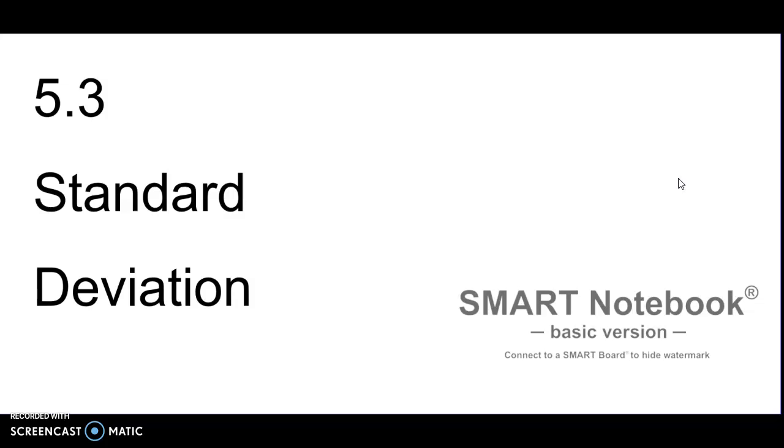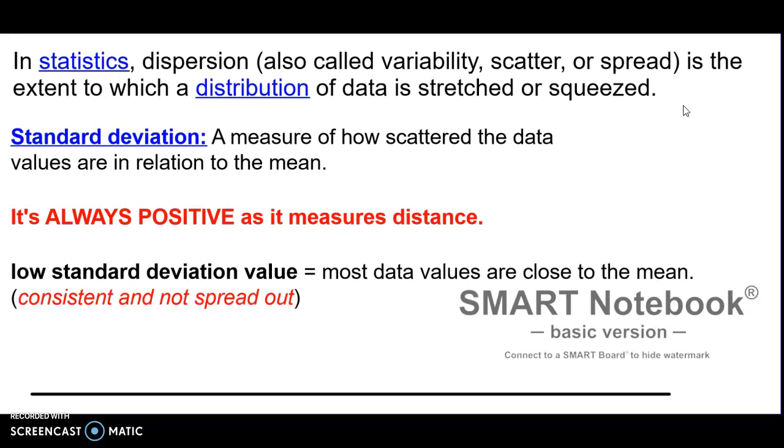Hello, today we're going to do 5.3, which is standard deviation. So in statistics, dispersion, also called variability, scatter, or spread, is the extent to which a distribution of data is stretched or squeezed. Standard deviation is a measure of how scattered the data values are in relation to the mean. It's always positive as it measures distance. So let's write these notes down, please.